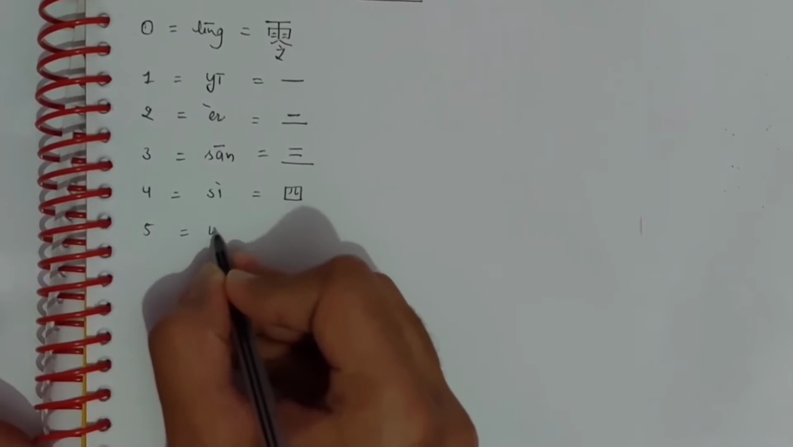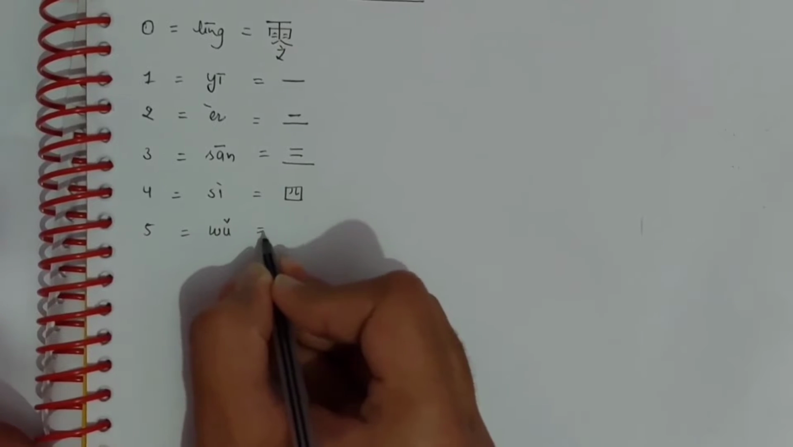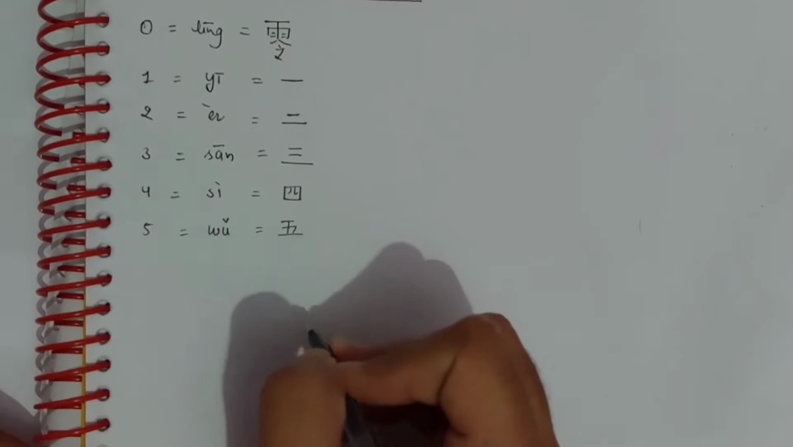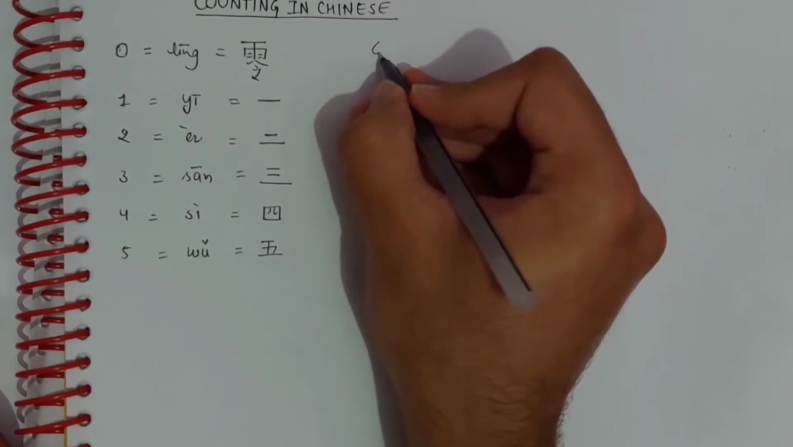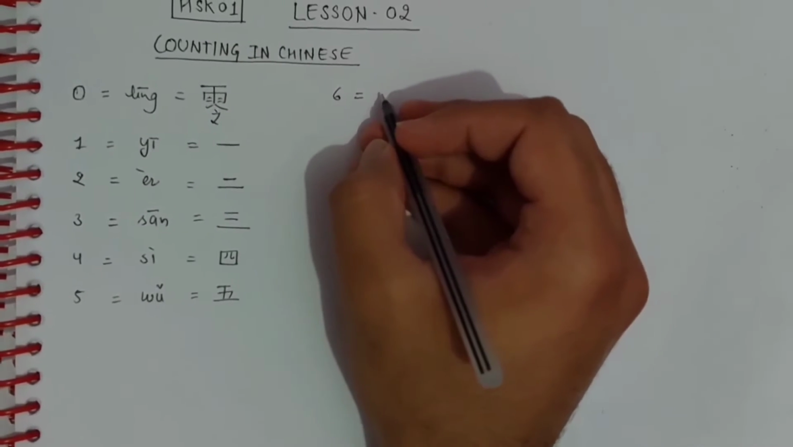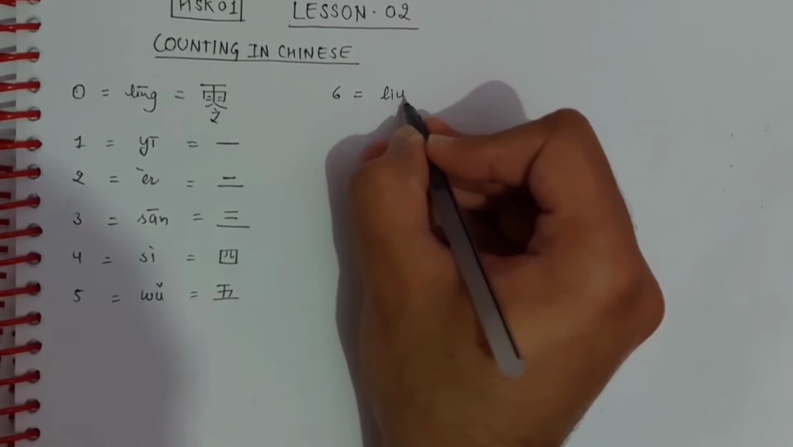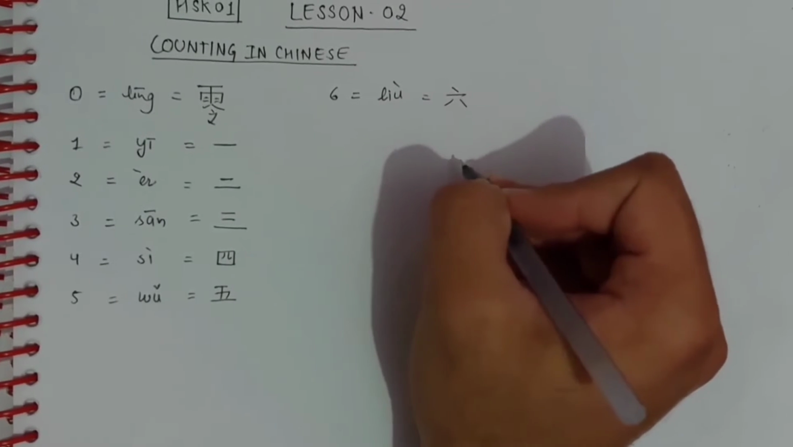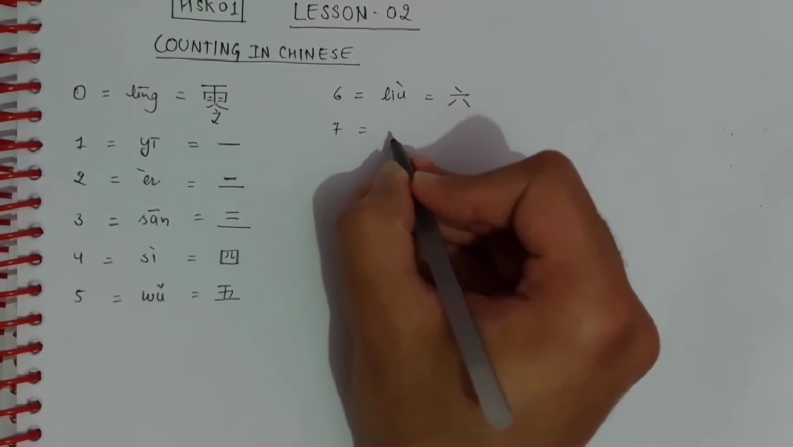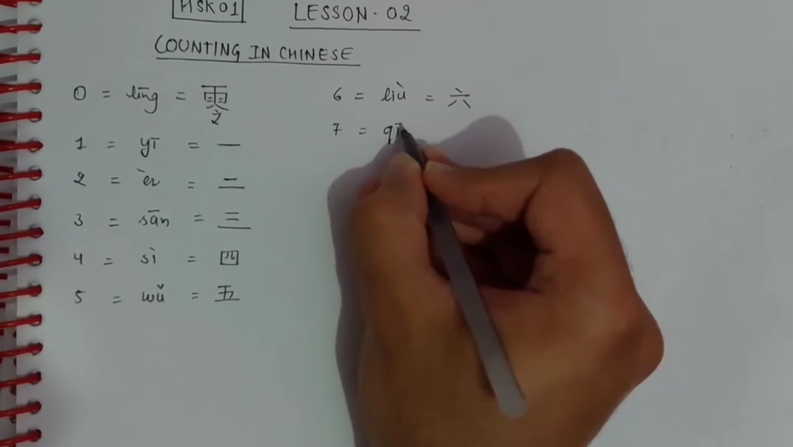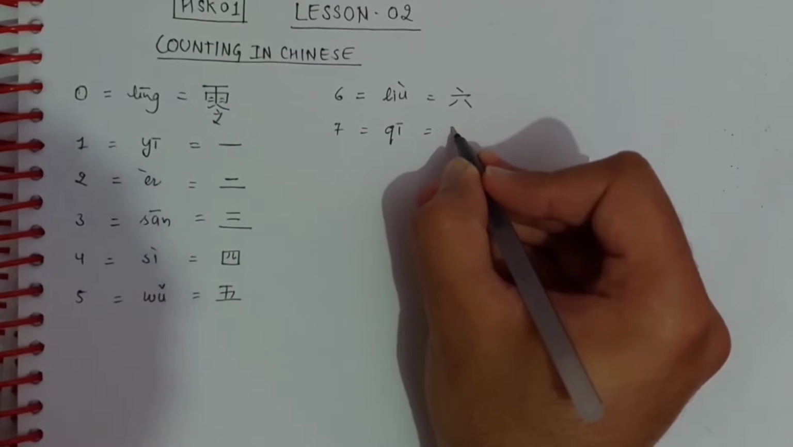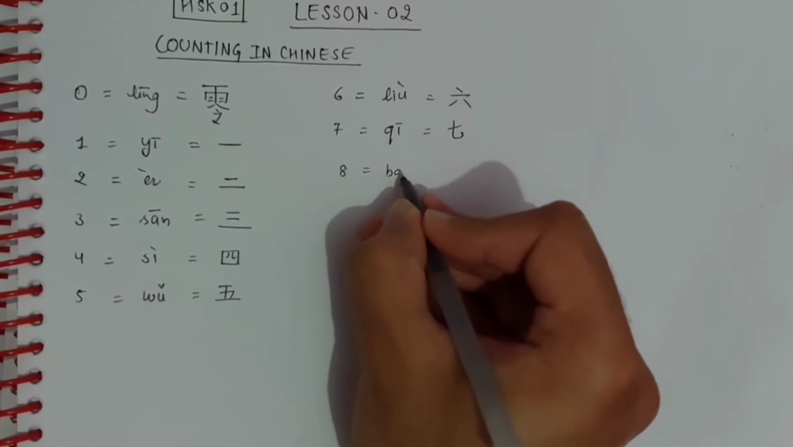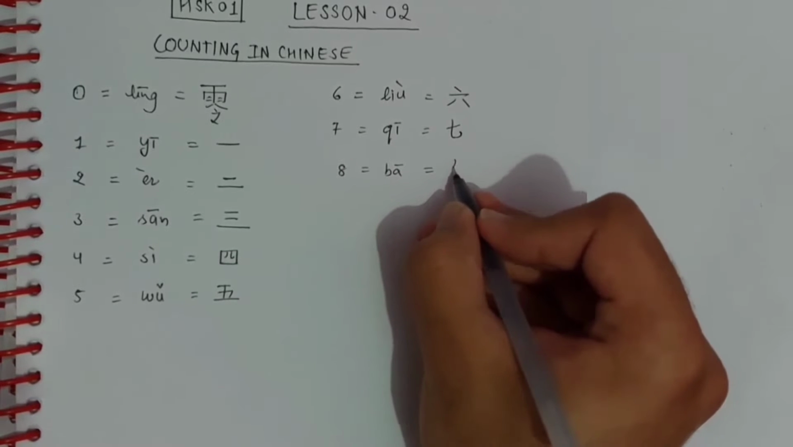5 in Chinese is wu. We write it like this. 6 in Chinese is liu. We say liu and we write it as this. 7 in Chinese is qi. We write it as this. 8 in Chinese is ba. We write it as this.